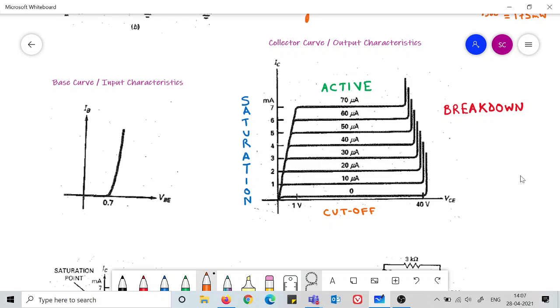Because in the base curve, you see what the input and output are. VBE is the junction voltage of the base emitter diode, and IB is the current through that diode in the forward biased condition. This base emitter diode is in forward bias condition. So this is simply a diode characteristic. We all know this. It is not very interesting at this stage.